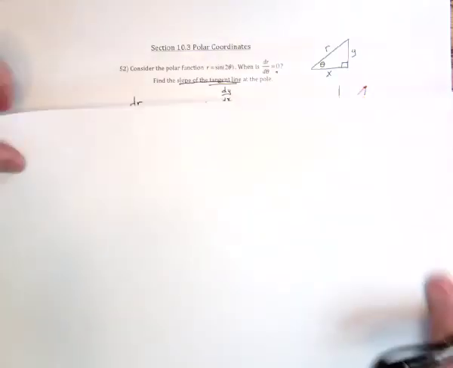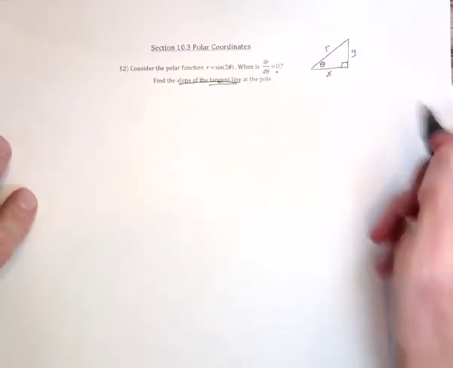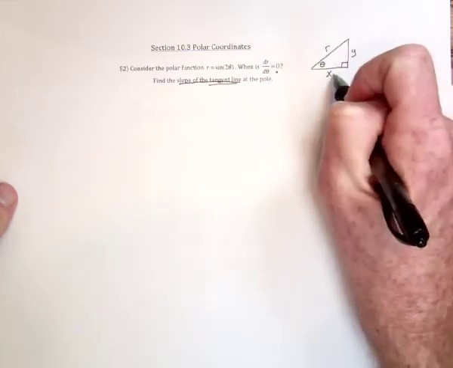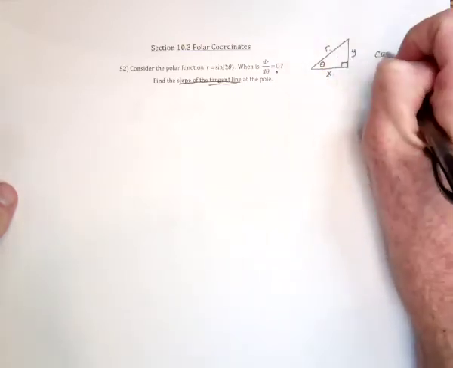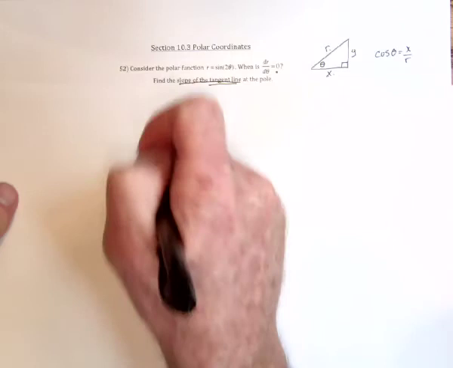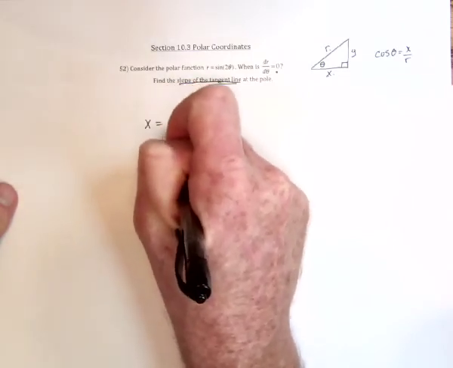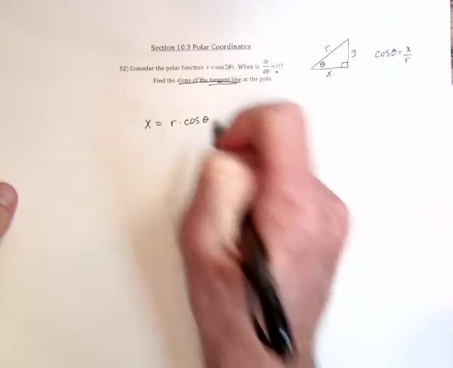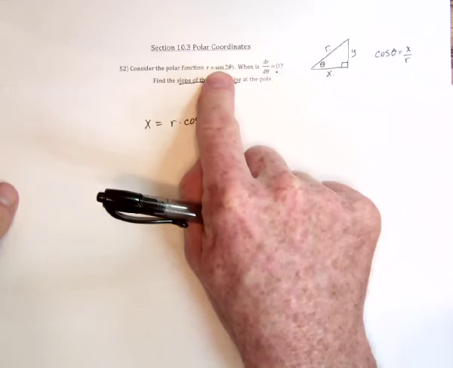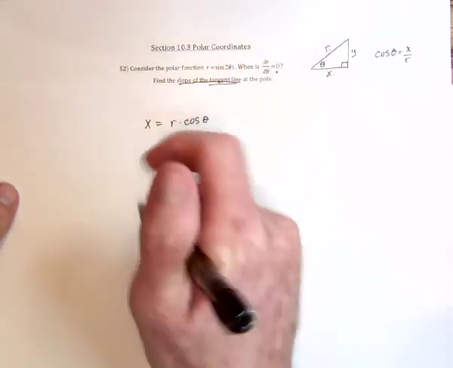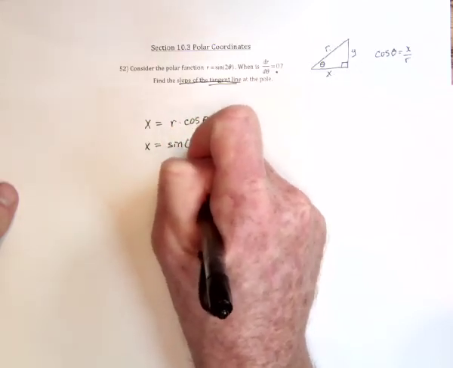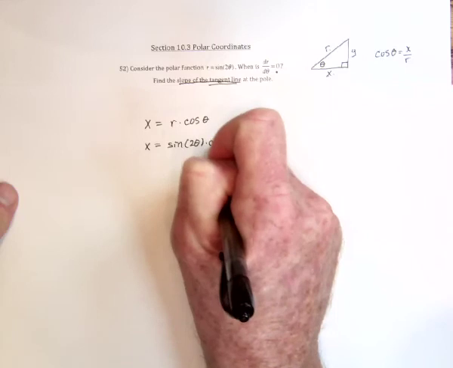And you can use these over here, or just remember what x is equal to. If I use this side and this side, that's going to be cosine of theta equals x over r. So that means x is equal to r times cosine of theta. And for my particular function, r is equal to this. So in other words, x is equal to sine of 2 theta times cosine of theta.